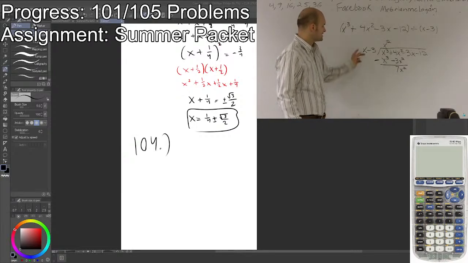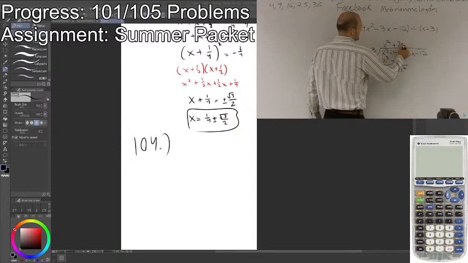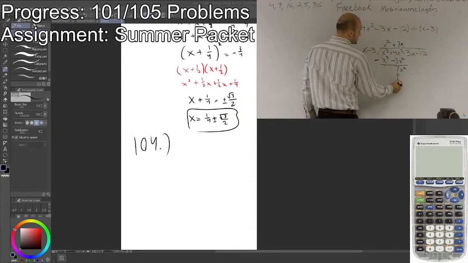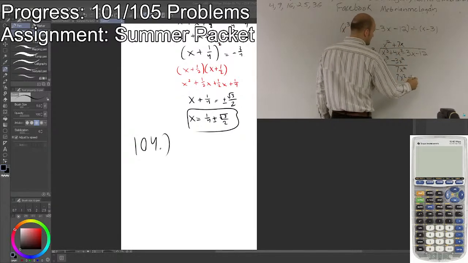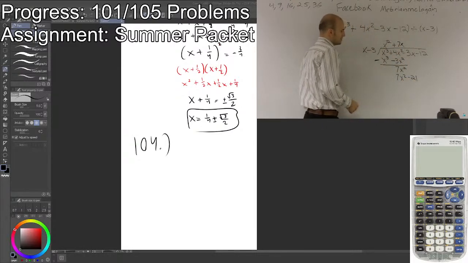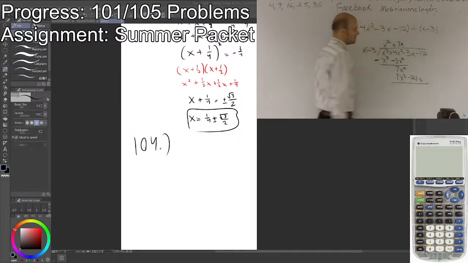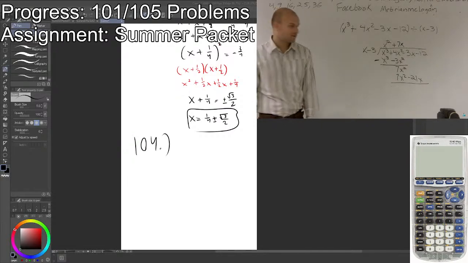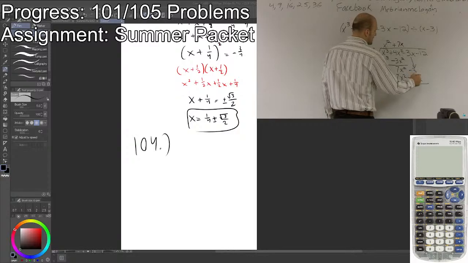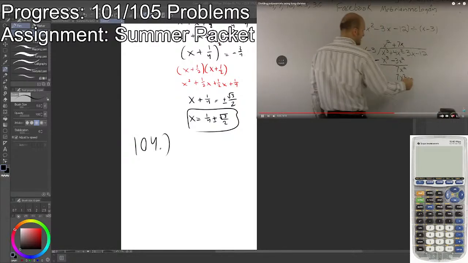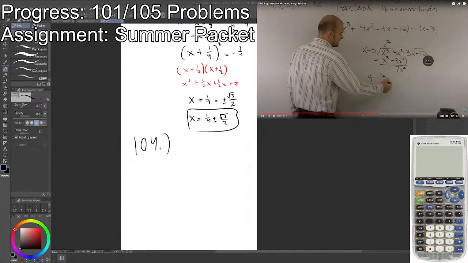And so now I say, because x goes into 7x squared, it goes in there 7x times. 7x times x is 7x squared. 7x times -3 is a -21x. Now, I have nothing to subtract my -21x from, right? So that's why I can bring down a -3x.